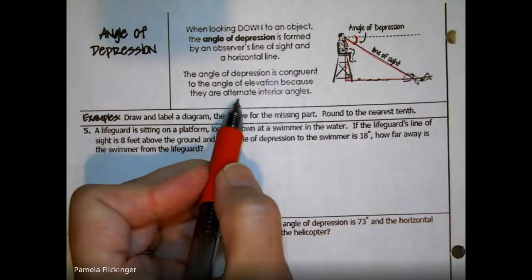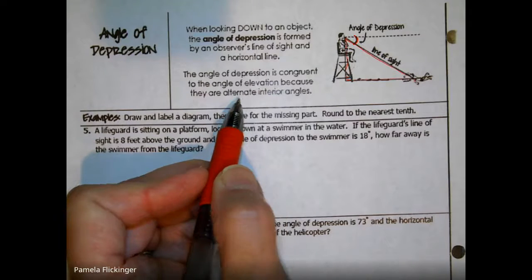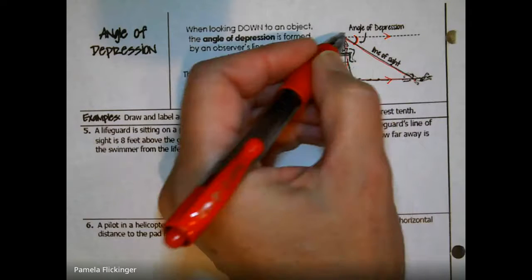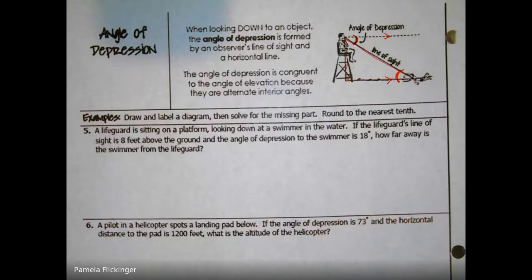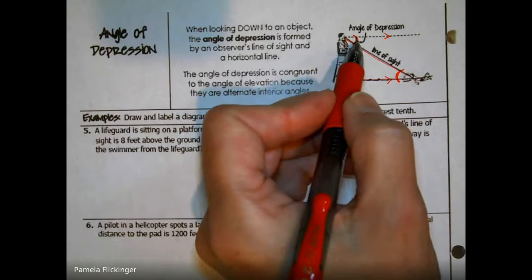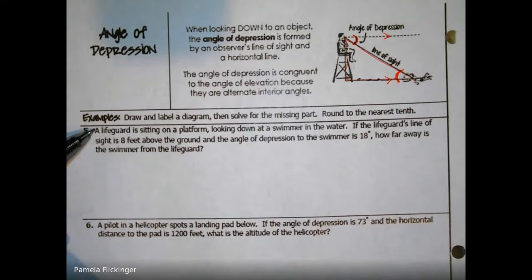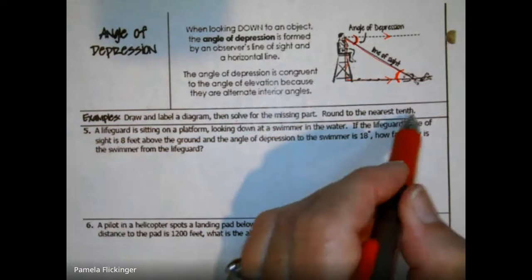It goes on to say the angle of depression is going to be congruent to the angle of elevation because they are alternate interior angles. So this dotted horizontal line would be parallel to the ground. The angle of depression and what was the angle of elevation are always going to be the same. Whatever they tell us is the angle of depression, we're going to put it down here in our picture. Again, we want to draw pictures, solve, and round to the tenths place.